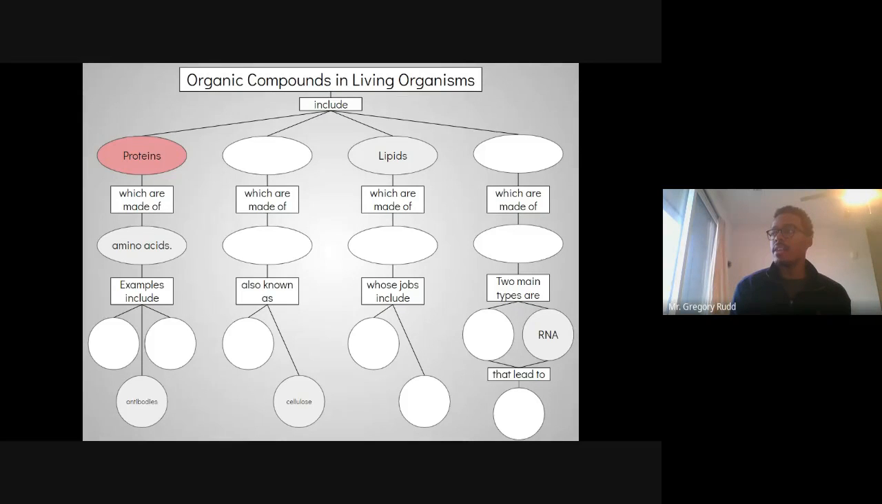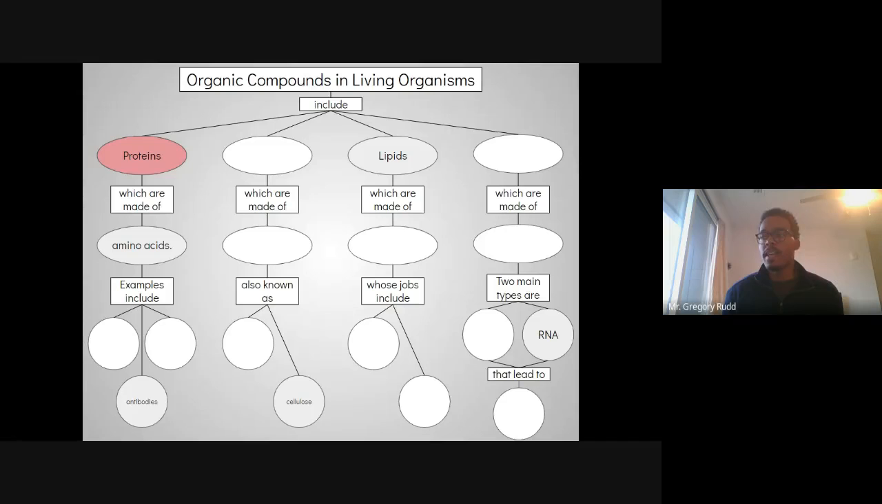So organic compounds in living organisms include proteins, which are made of amino acids. Examples include antibodies, and then we also included some other examples we talked about. You don't need to write this down, Brianna, but this is maybe something else that you take a screenshot of, or you could write it down. It's up to you. It's just another way of representing the information. Good question.